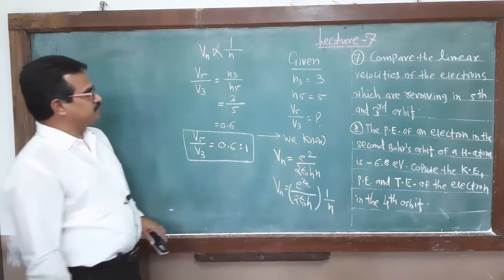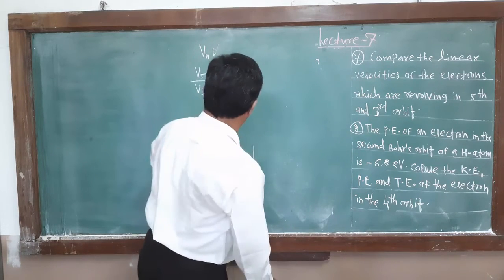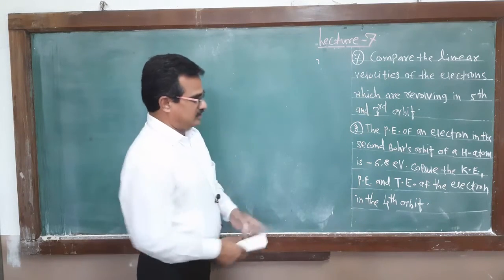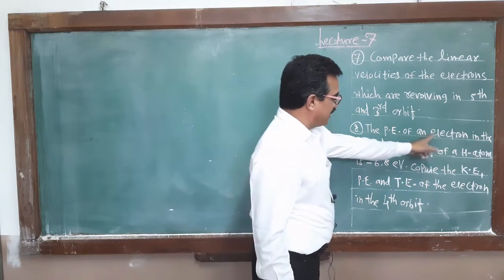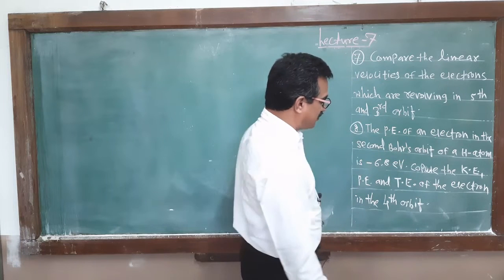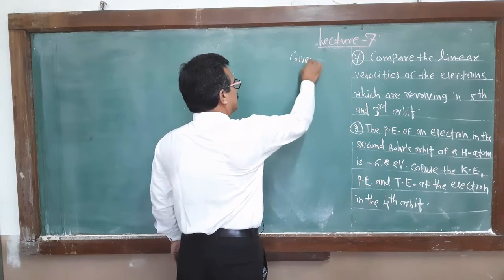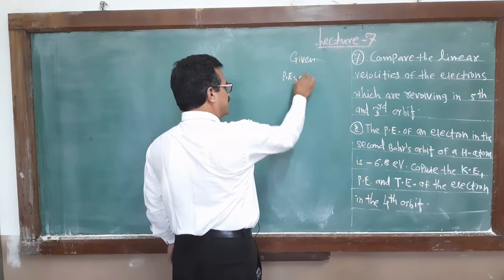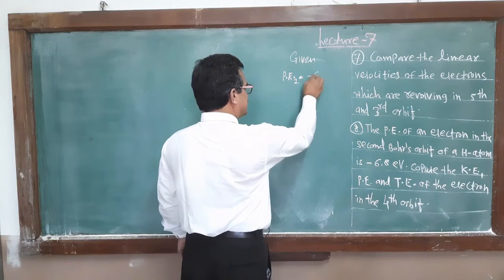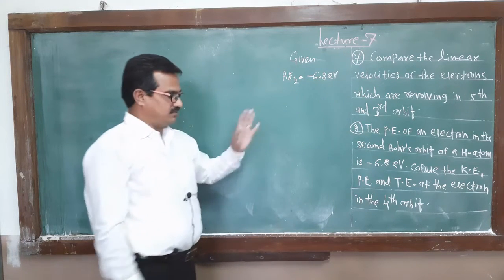The next problem. The potential energy of an electron in the second orbit of the hydrogen atom is given. Means potential energy in the second orbit is given, and that value is minus 6.8 electron volt. This is the value.